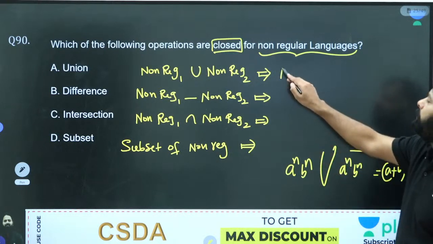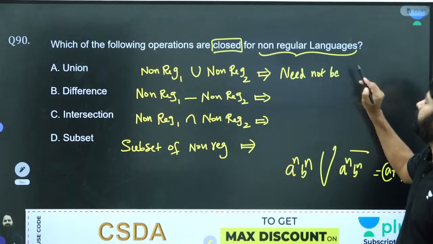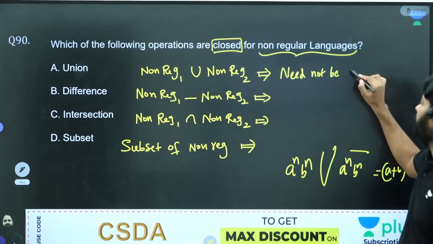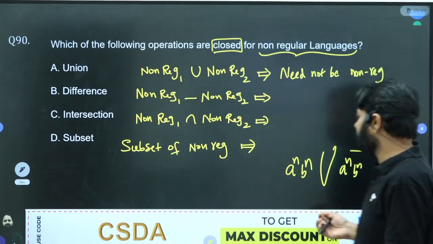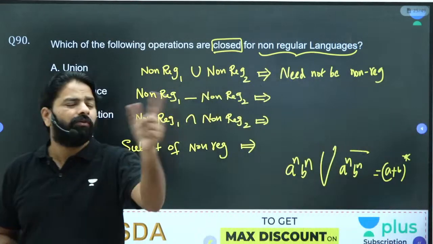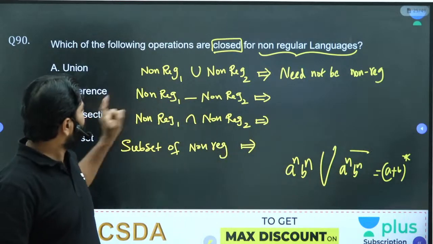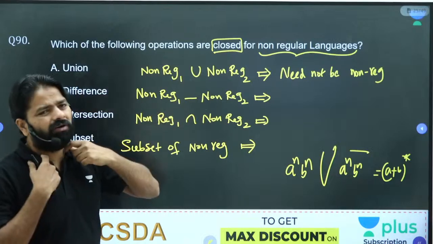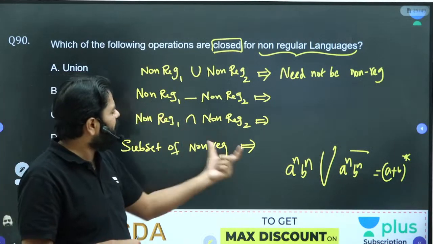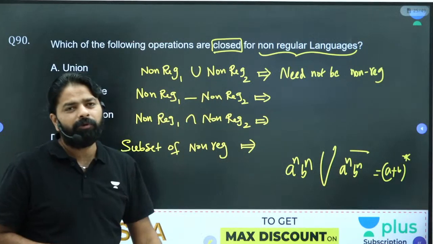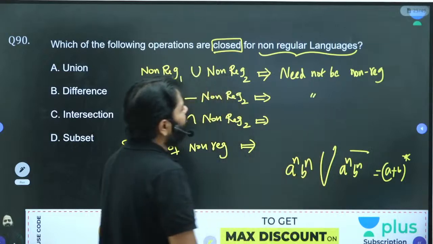Here it need not be non-regular. Sometimes it is non-regular, sometimes regular. This is an example to understand that the union of two non-regulars can be regular. Second, non-regular minus non-regular may even give regular. Let's take the same example: a^n b^n minus a^n b^n. You get the empty language. That's regular, right? It also need not be non-regular.